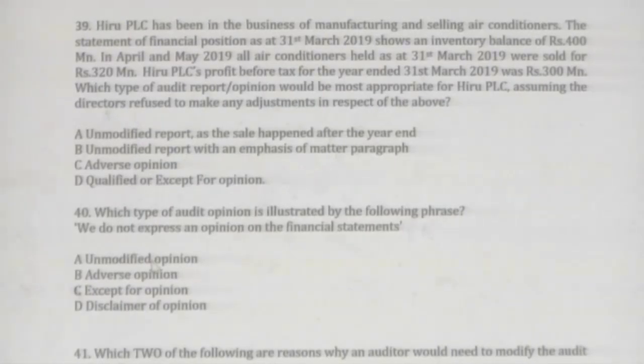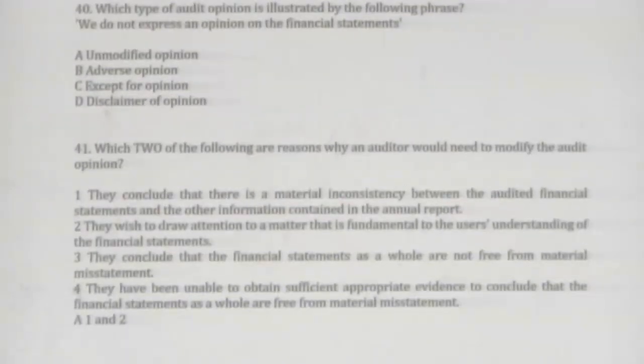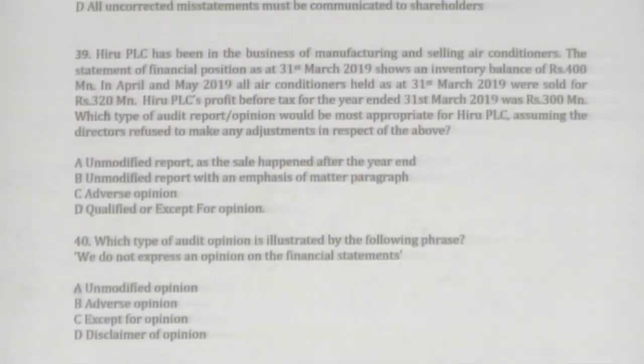Same way, if you look at question number 40, the type of opinion illustrated by the following phrase is what? I think this is a different question. If the auditor says we do not express an opinion, that is very easy. Do not give opinion means disclaimer. So, answer is D for question 40. Then if I go to 41 also, I will give you a rationale for 39 why answer is D.